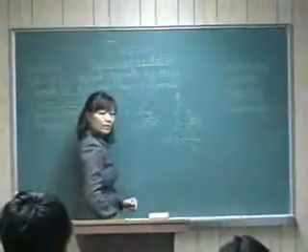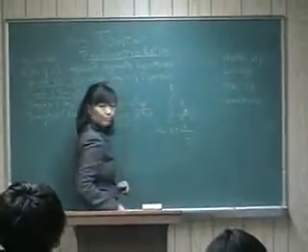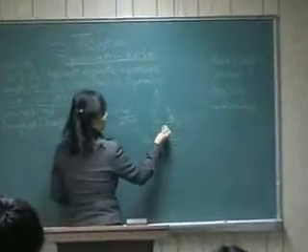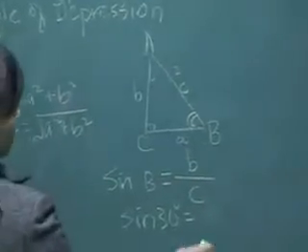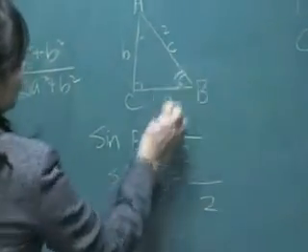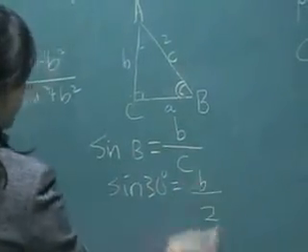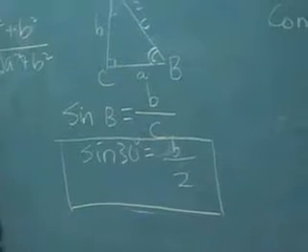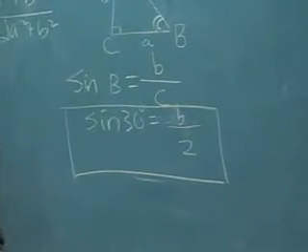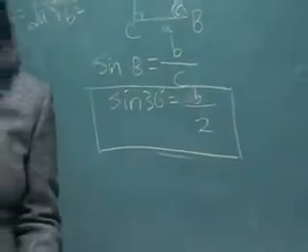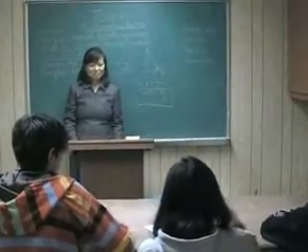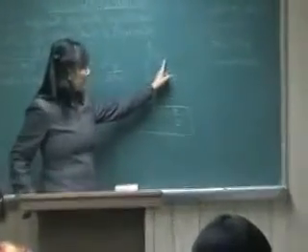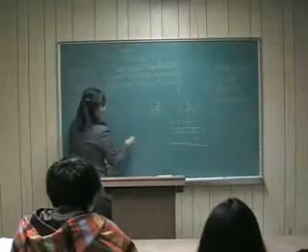So let's say you're given 30 degrees, and you are given the length C equal to 2. And what is B here? Can you find it? Now I'm going to ask you to use the calculator. See what your calculator says about it. So you're given one angle and one side. Can you find B?